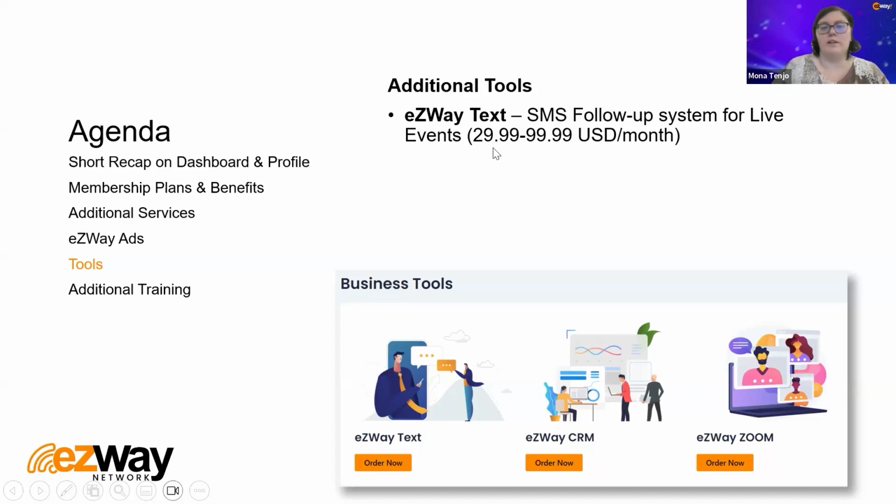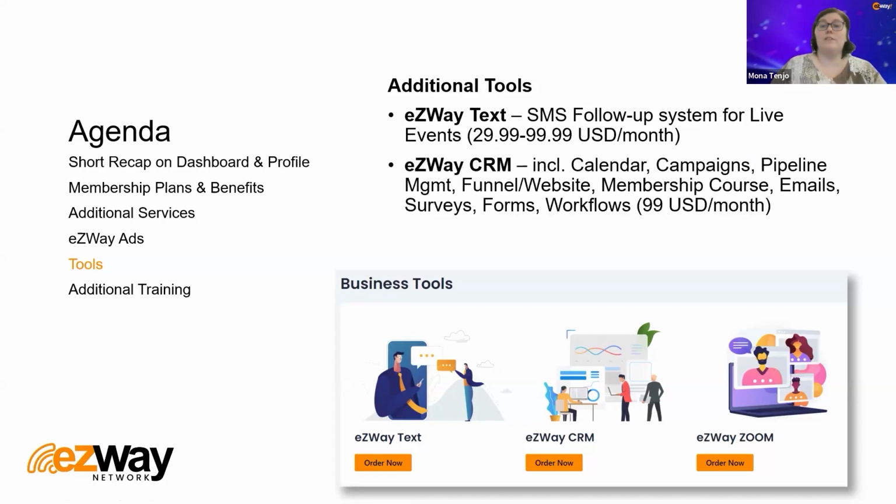So you can choose between a $29 plan or up to $99, depending on how much you send, how many contacts and so on. They have very, very transparent pricing. You can check out in detail which plan is the best one for you. Then you also have, so this is especially when you have live events, very, very helpful. Then you also have the CRM. So if you don't have a CRM, or if you're not happy with your CRM, there is a CRM that comes with a calendar, with campaigns, with pipelines, with funnels, websites, membership courses, email, service, forms, workflows, everything you need in a CRM. So it pretty much has everything you need. And it is $99 a month per user, which is a very normal price for a full-fledged CRM system, okay?